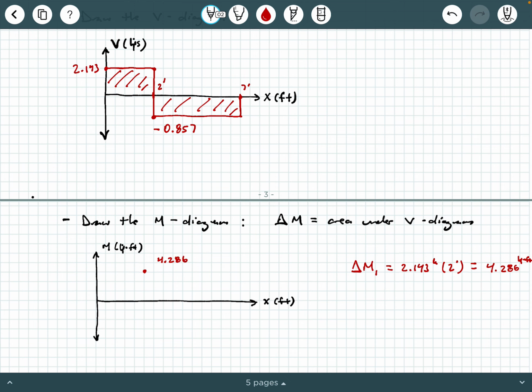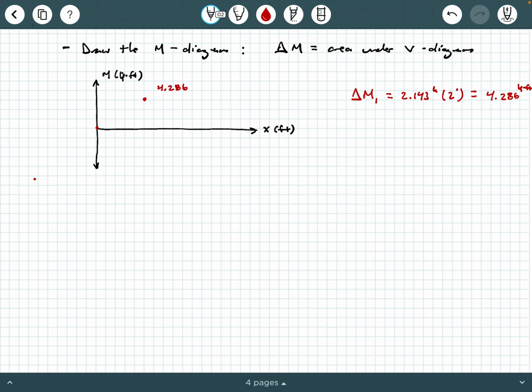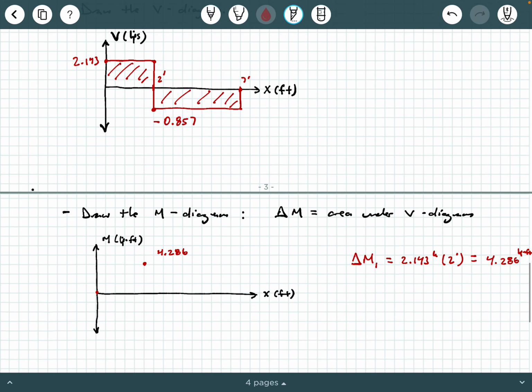Now, here's the question. How are these 2 points connected? Because I've started at the origin here, right? So how are these 2 points connected? Is it going to be kind of a box shape, or is it going to be linear, or is it going to be curved? What's that connection going to be? Well, it's going to be linear, okay? How do I know that?